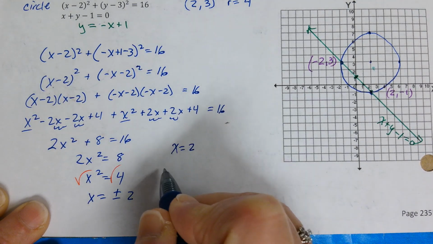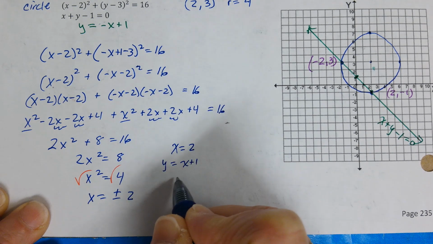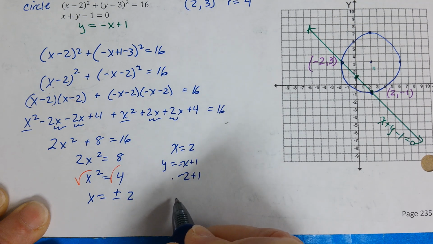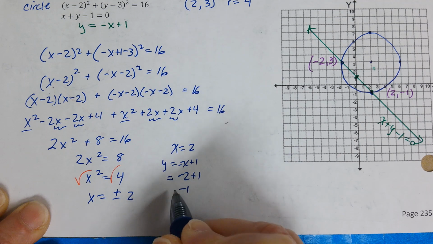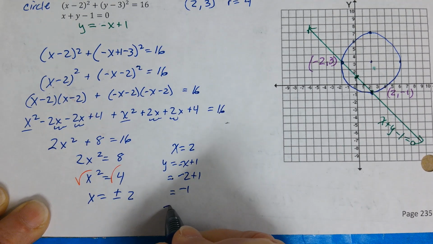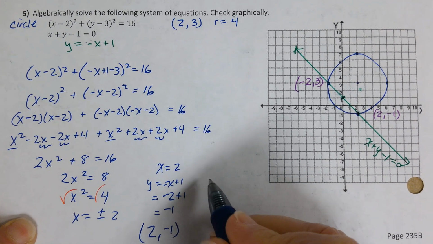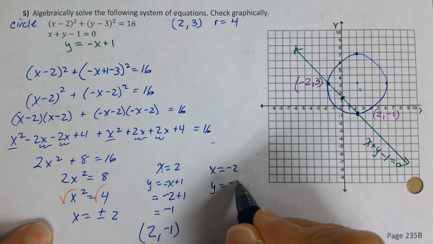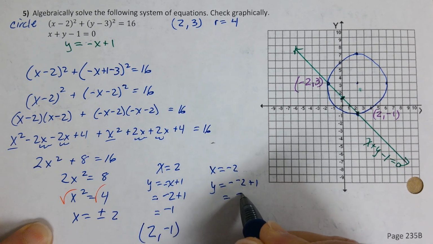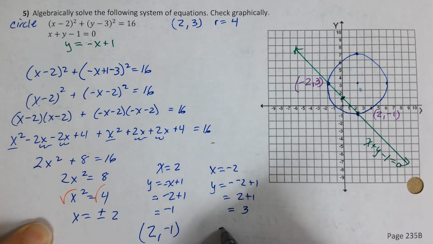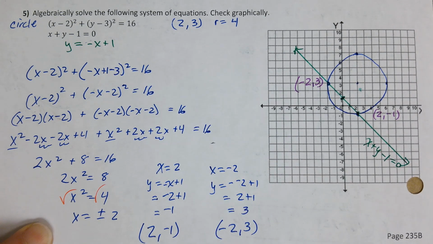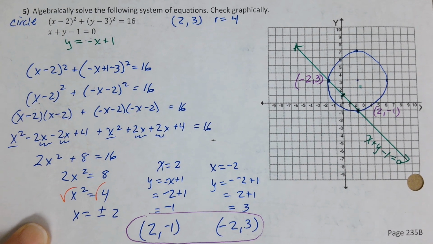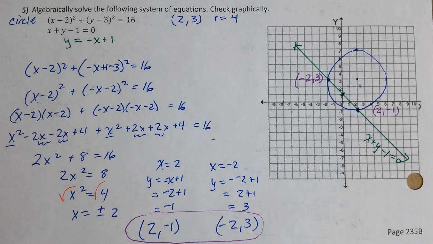When x equals positive 2, y equals negative x plus 1. Negative 2 plus 1 is negative 1. Two comma negative 1. And when x equals negative 2, y equals negative 2 plus 1, which is 3. There are two real solutions which match our 2 points of intersection. Thank you very much for your attention today.